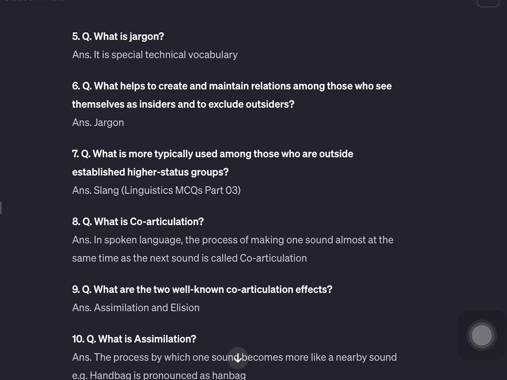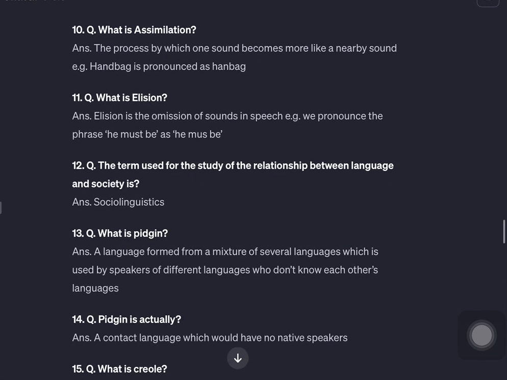8. Q. What is co-articulation? Ans. In spoken language, the process of making one sound almost at the same time as the next sound is called co-articulation. 9. Q. What are the two well-known co-articulation effects? Ans. Assimilation and elision. 10. Q. What is assimilation? Ans. The process by which one sound becomes more like a nearby sound, e.g. handbag is pronounced as hambag. 11. Q. What is elision? Ans. Elision is the omission of sounds in speech, e.g. we pronounce the phrase, he must be, as, he muse be.